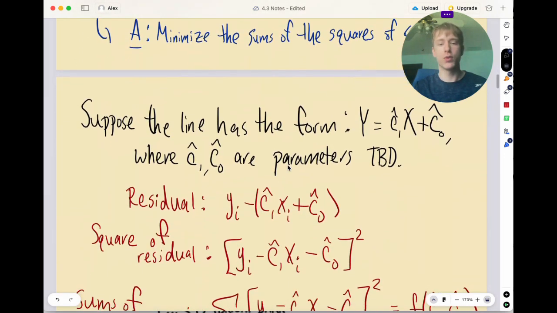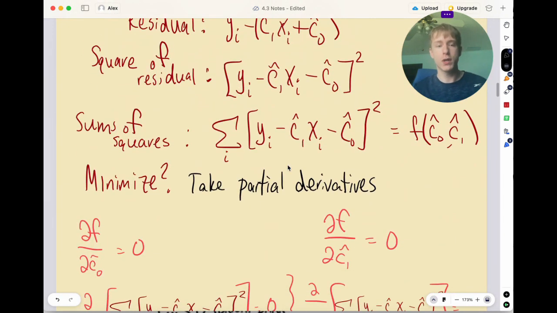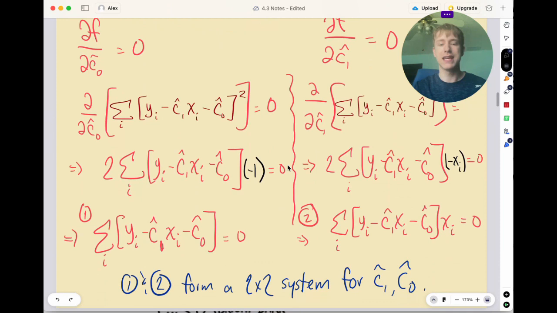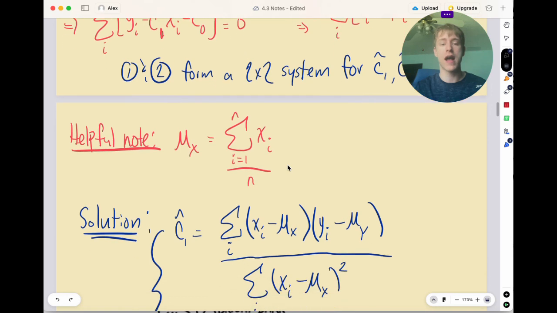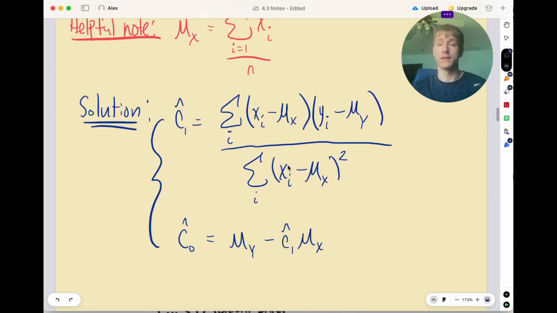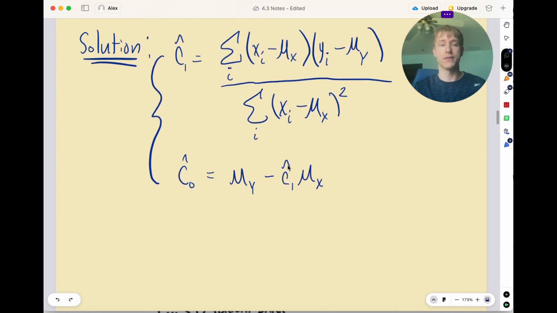Okay, so the way that we found that was we took this expression for the sum of the squares of the residuals, which is a function of C0 hat and C1 hat, and we took partial derivatives and set them equal to 0 to get two conditions, which give us two equations in two unknowns. And then the video is going to walk you through how you solve that for C1 hat and C0 hat. And then here are the solutions. So again, looks kind of bad, so I'm going to make a couple of substitutions.